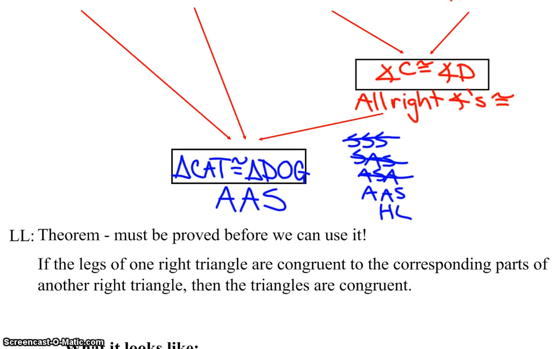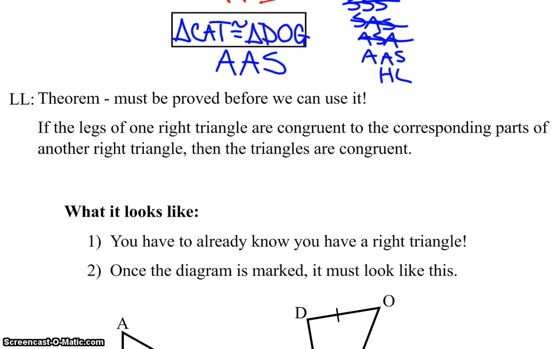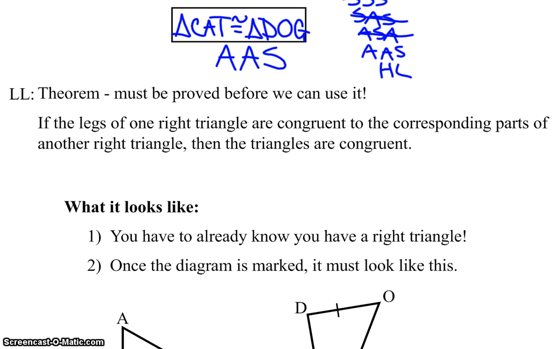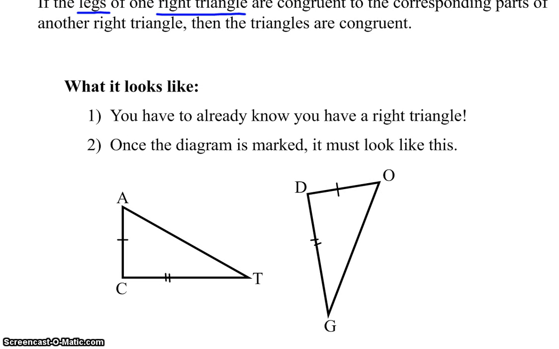Our next theorem is the leg-leg theorem. And again, it's a theorem. We have to prove it before we can use it. It says if the legs, notice that's plural, that's both legs of one right triangle, are congruent to the corresponding parts of another right triangle, then the triangles are congruent. Again, have to have a right triangle. In this case, our right angle is at C and D. Our legs that are marked are AC and OD. Those are our corresponding legs. And our other leg that's corresponding are CT and DG.